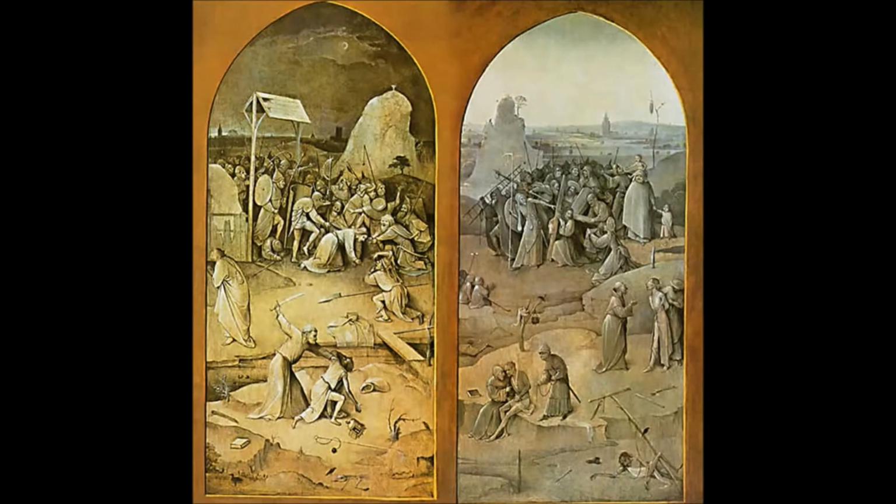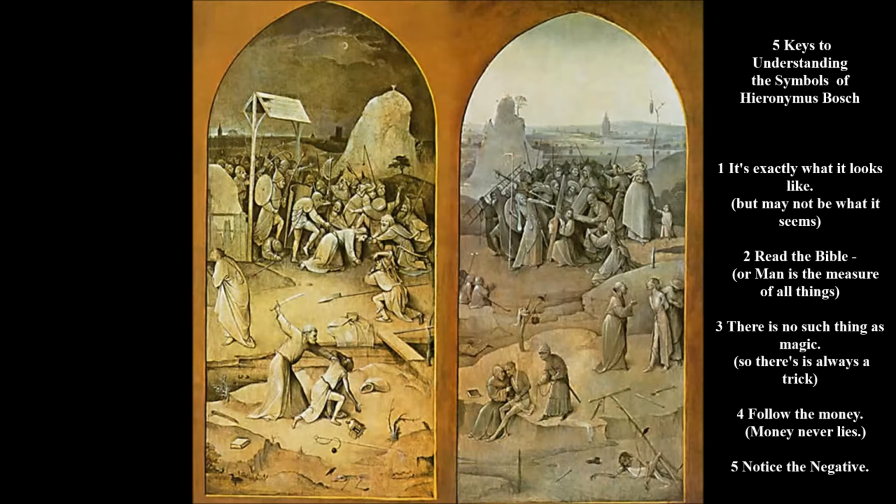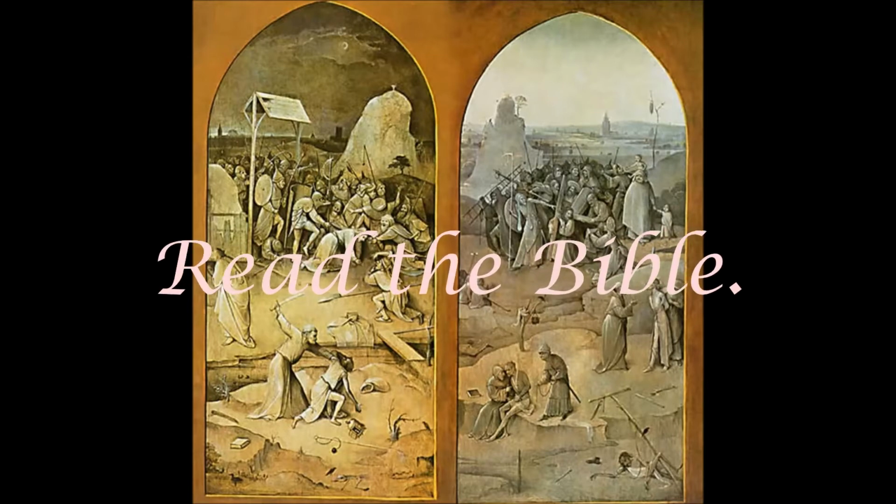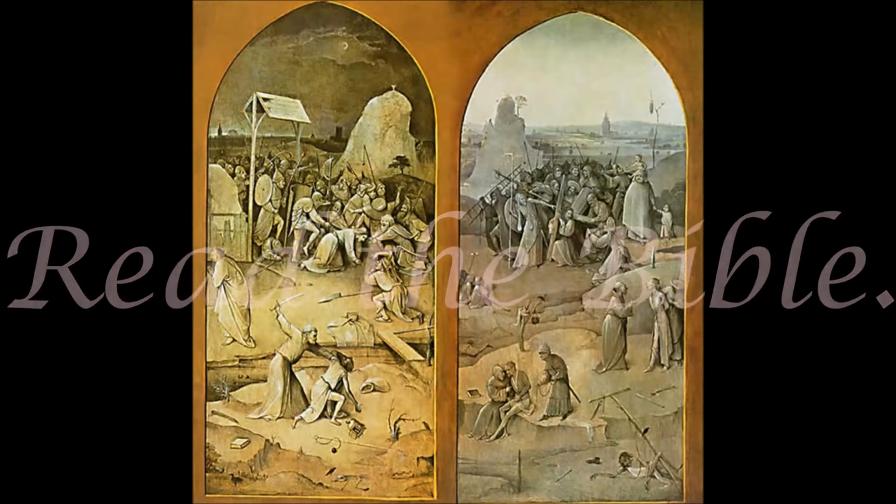To understand the Temptation of St. Anthony, we'll use the 5 keys to understanding the symbols of Hieronymus Bosch. And the first one we're going to use is read the Bible. So the first thing you need to know about Hieronymus Bosch is that he was a heretic.